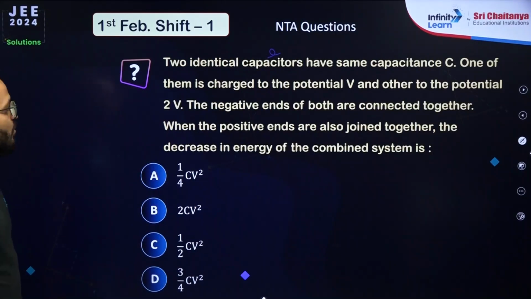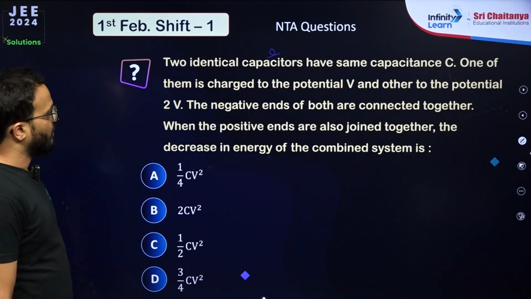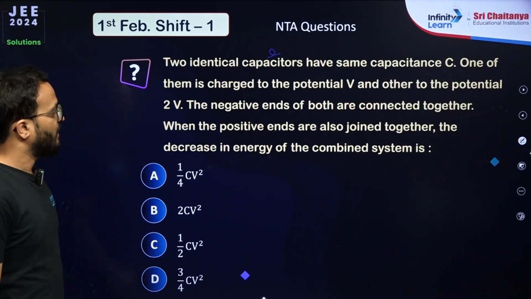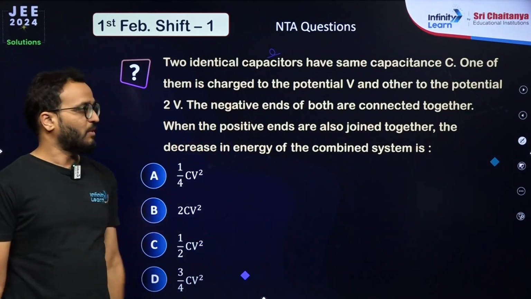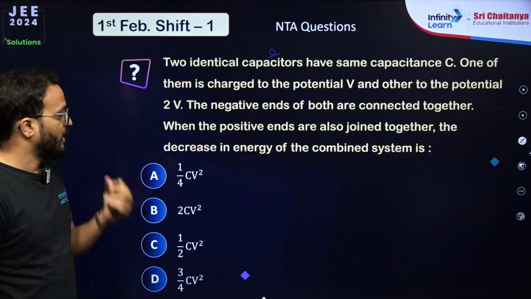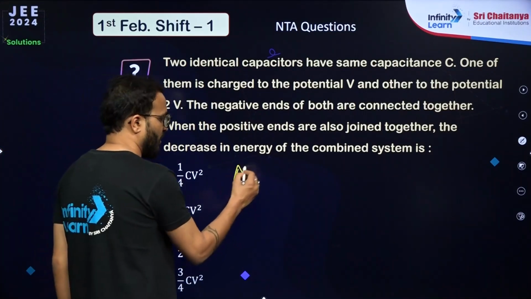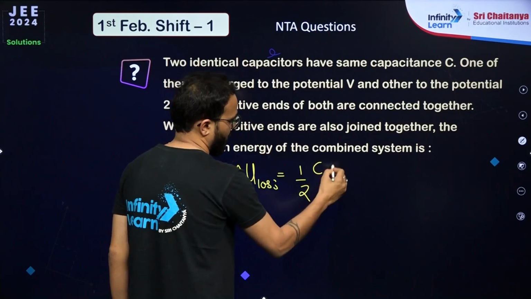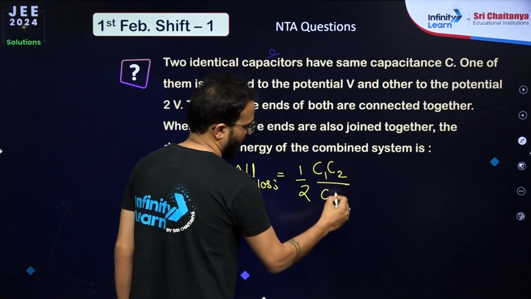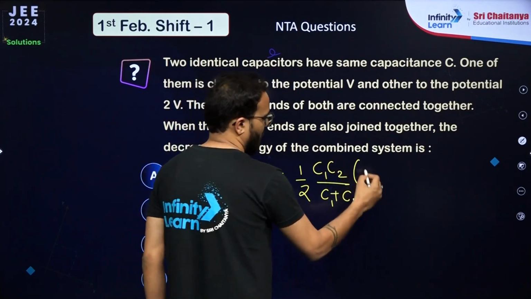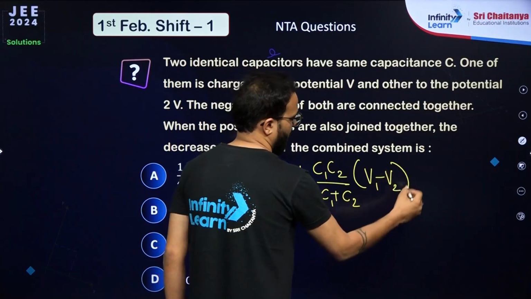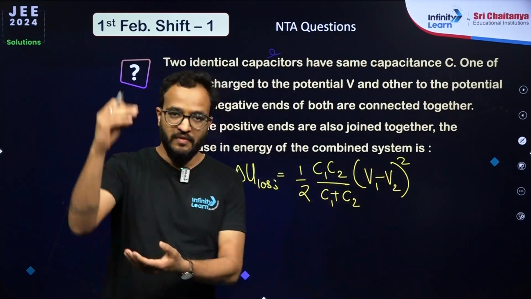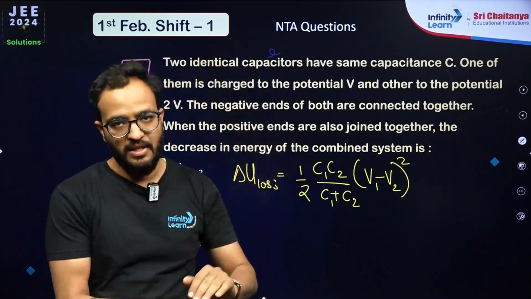Now let's come to this. Two identical capacitors have the same capacitance. One of them is charged to potential V and the other is charged to potential 2V. The negative ends of both are connected together. When the positive ends are joined together, the decrease in potential. So there is a simple formula for the loss: half C1 C2 upon C1 plus C2 into (V1 minus V2) whole square, if the positive sides are connected together and the negative sides are connected together.